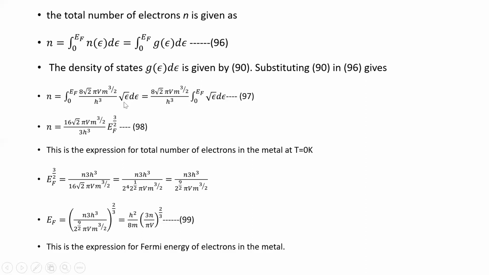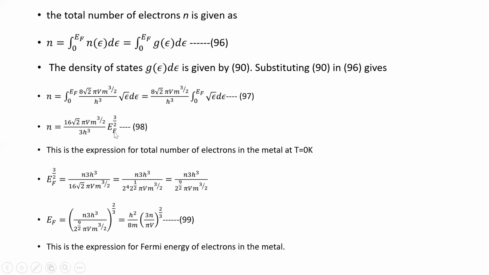So we shall simplify this like this. The constants are taken outside the integral. And performing this integral, this is a simple integral. And performing this integration, we will get this expression. So this is the total number of electrons in the metal at 0 Kelvin, given by this expression.